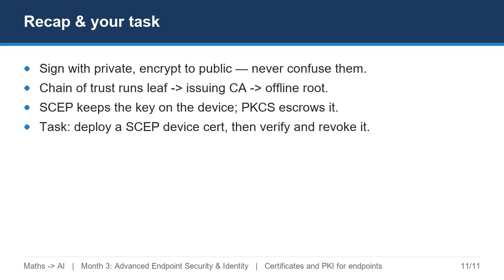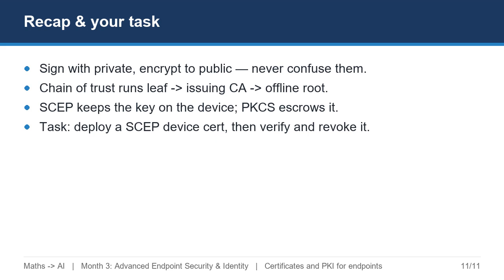Let's recap. Asymmetric keys give us signing, with the private key, and encryption, to the public key. Never confuse the two. A certificate is a signed public key plus identity, validated by building a chain from the leaf up to an offline root you trust. SCEP keeps the private key on the device while PKCS escrows it centrally.